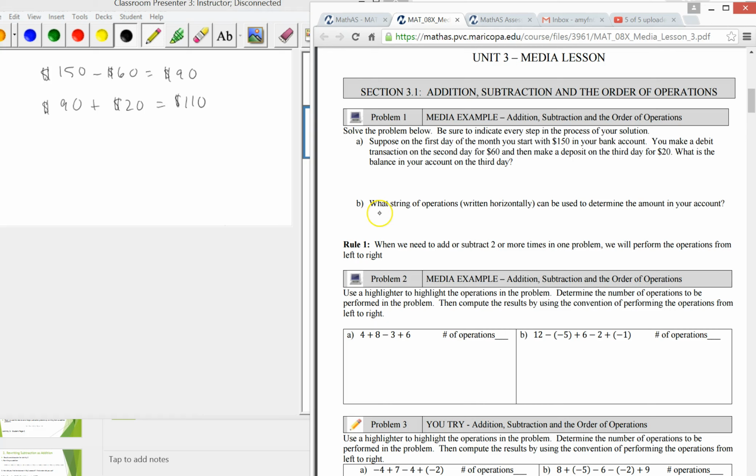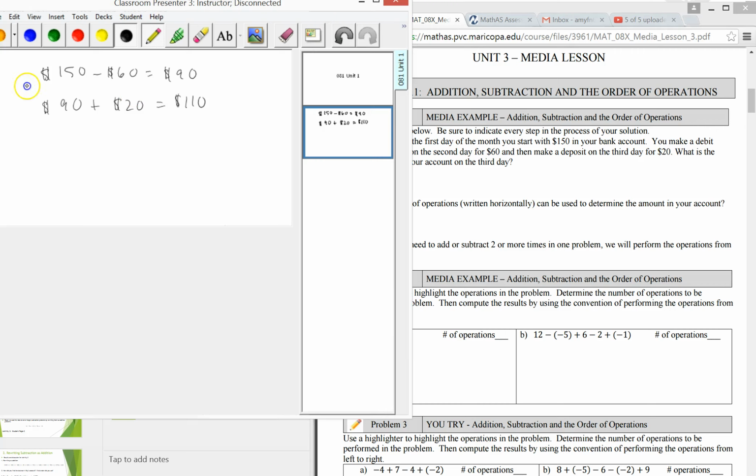But what we really want them to start doing is writing a series of operations, or a string of operations, horizontally. So instead of this, we want them to see that it is 150 minus 60 plus 20. And this is exactly from left to right. It's how we would read it, how we did this problem, and it corresponds with the time order.